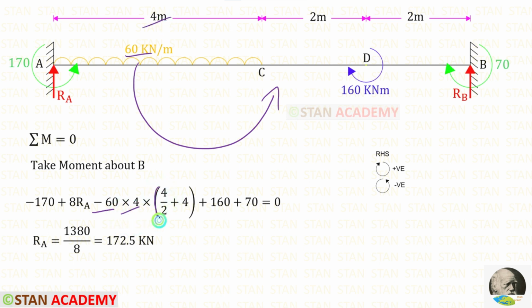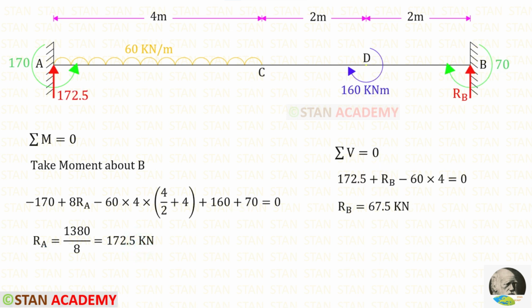Then we have to open a bracket. Then we have to divide the distance 4 by 2 and then we have to add the remaining distance which is also 4. The moment 160 is acting in the clockwise direction so it will be positive. The moment MB is also acting in the clockwise direction so it is also positive. For RA, we will get 172.5 kN. By applying the rule sigma V is equal to 0, we can find RB.